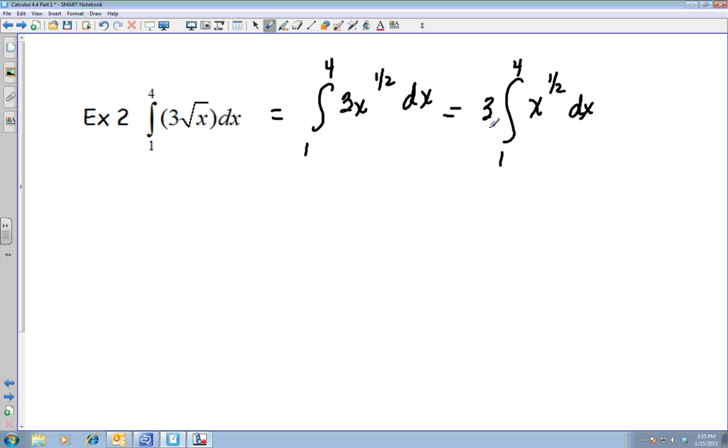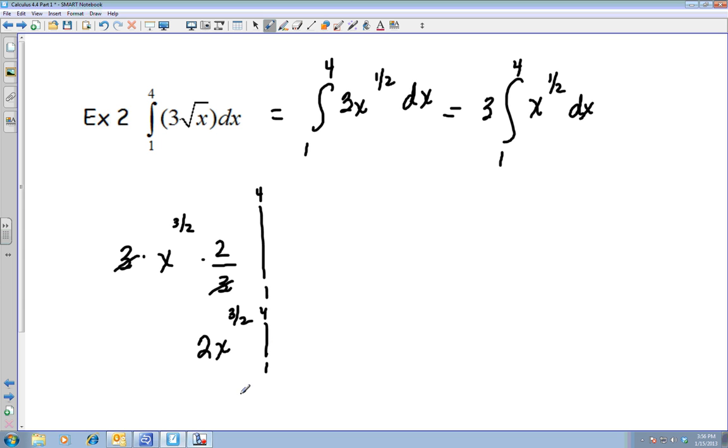So now we're ready to find the antiderivative. So I'm going to bring it down here. 3 times, add 1 to the exponent. So 1/2 plus 2/2 would give me 3/2. Normally I would divide by 3/2, but I don't want to divide by a fraction, so I'm going to multiply by its reciprocal, 2 thirds. And I'm evaluating from 1 to 4. So do you see what happens to my 3's? These are going to cancel. So really, I have 2x to the 3/2 from 1 to 4.